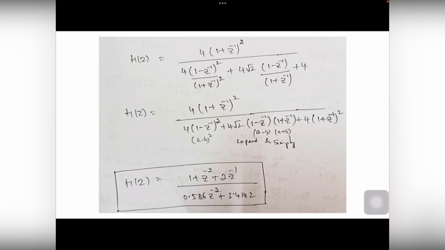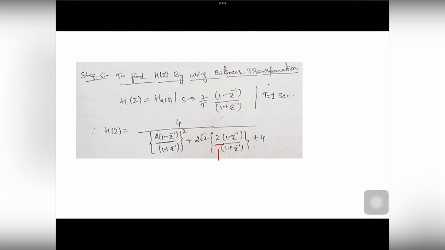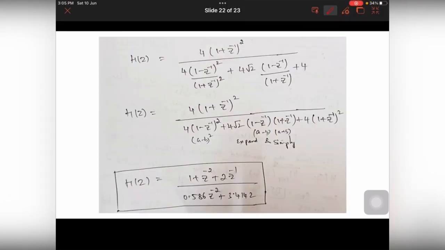So this is in the form of a minus b whole square, this is in the form of a plus b whole square, and this is a minus b into a plus b. So simplify, you will get 4 into 1 plus z power minus 2 divided by 0.586 z power minus 2 plus 3.4142. This is the equation for H of z. We can take LCM, simplify, you will get H of z, which is the actual system transfer function in the digital domain or z domain. With this, I will conclude today's class.